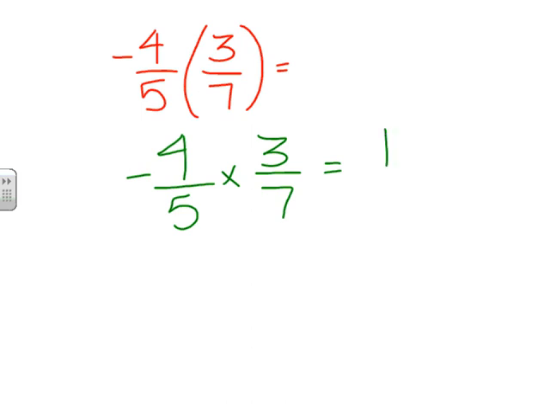4 times 3 is 12. 5 times 7 is 35. And just like we mentioned before, a negative multiplied by a positive is a negative. So your final answer is -12/35. If we look at that, there are no common factors between 12 and 35, so we can't simplify it, and we'll just leave our answer as -12/35.